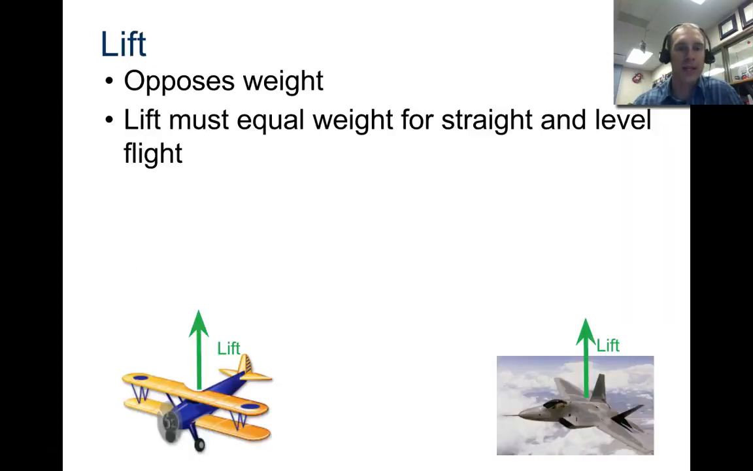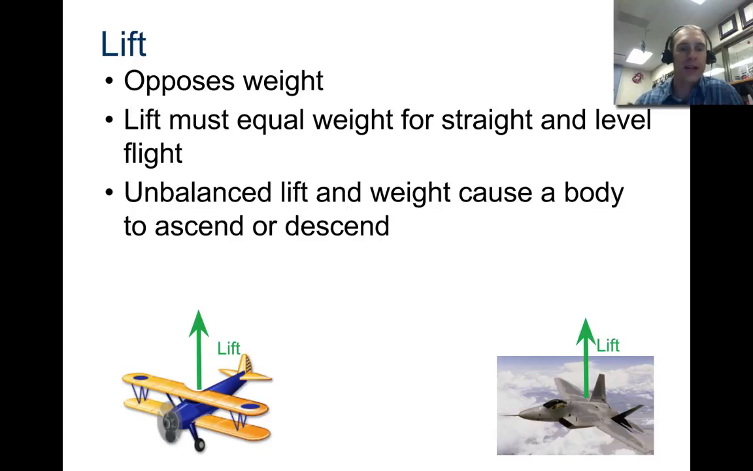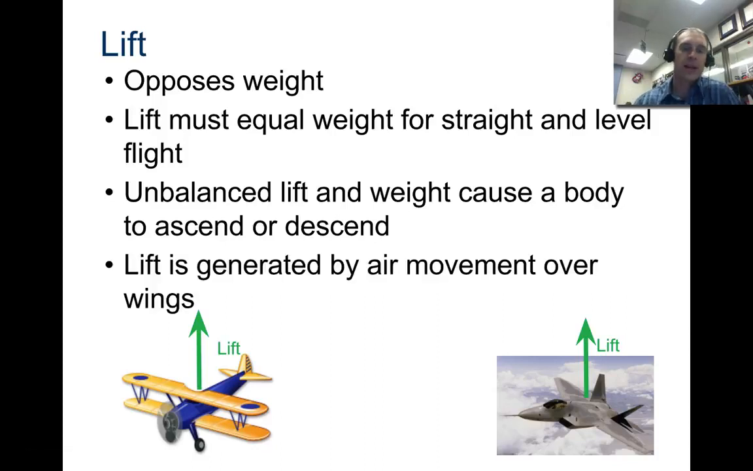So lift opposes weight, and it has to equal weight for straight and level flight. Unbalanced lift and weight cause a body to either ascend or descend, if you have more lift or less lift than weight. It's generated by air movement over the wing. So again, most of this is review.